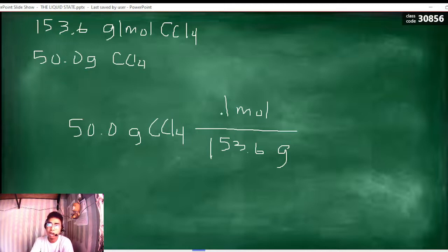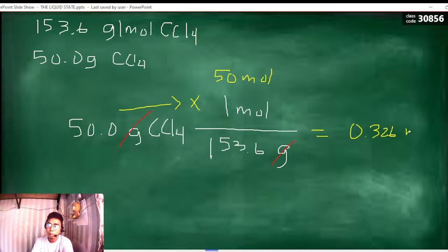Since we are going to cancel out the unit of grams, we need to put it at the bottom. So cancel out the unit of grams, then multiply 50 times 1 mole, which is equal to 50 mole. Then divide it by 153.6 and you will get 0.326 mole of carbon tetrachloride. So that is our number of moles.